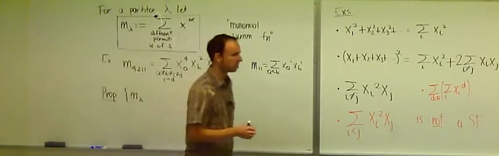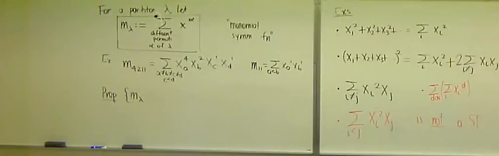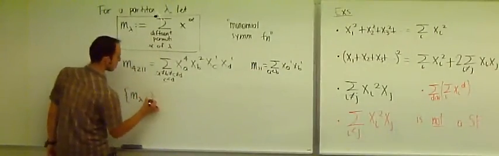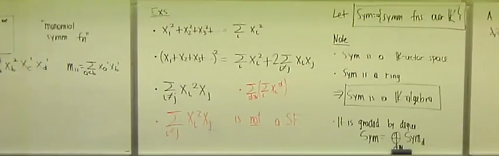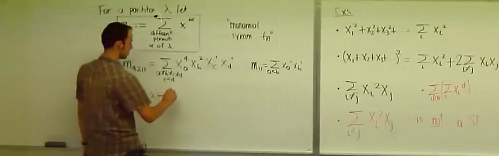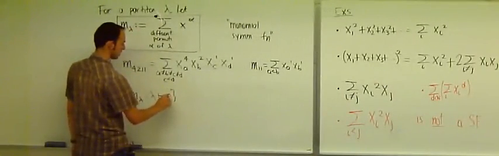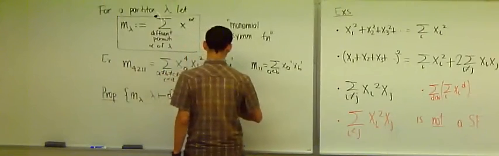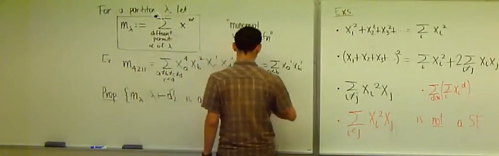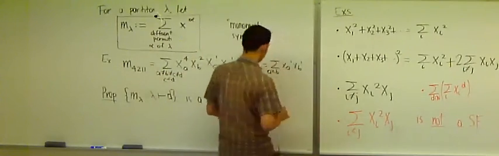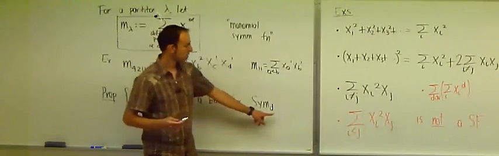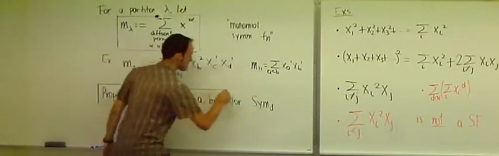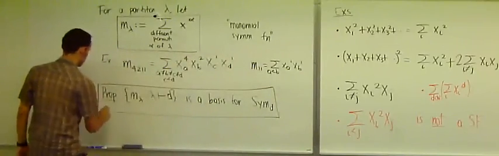And let me say it a little bit more finely. If I take the monomial symmetric functions M lambda such that lambda is a partition of n, or let's say d, so that it sounds like a degree, then this is a basis for the symmetric functions of homogeneous degree d. Okay?